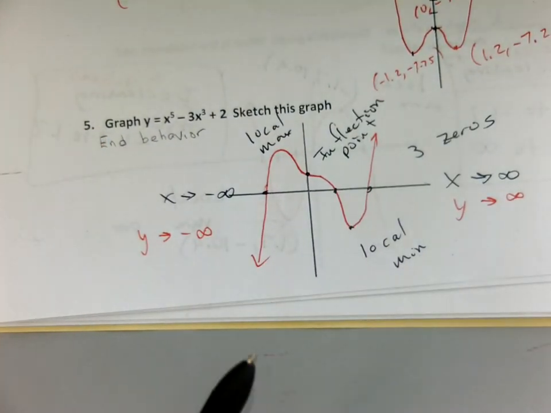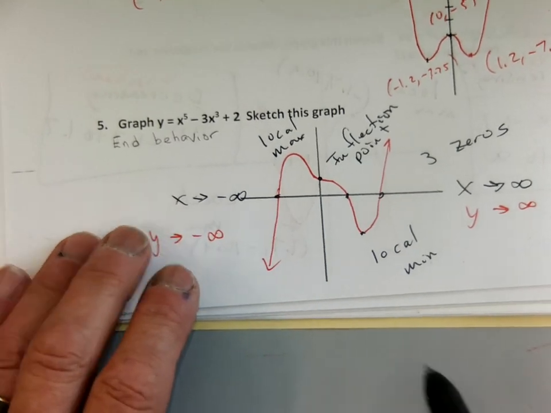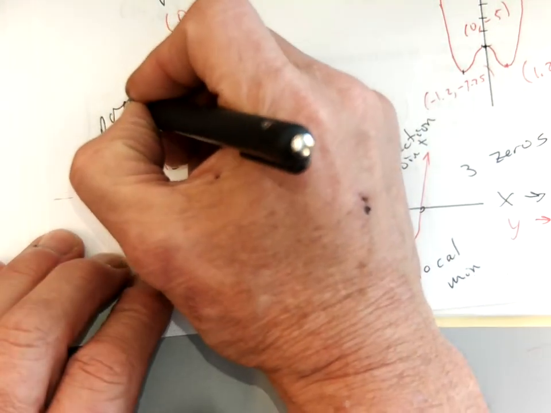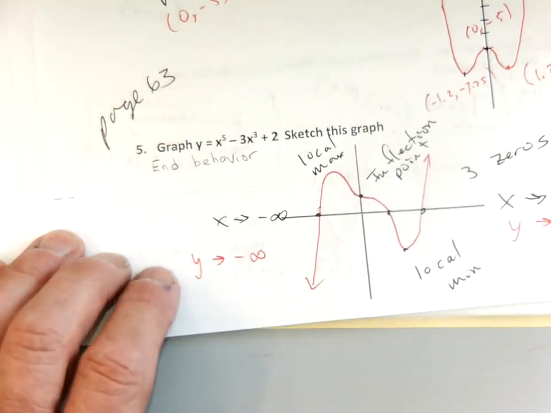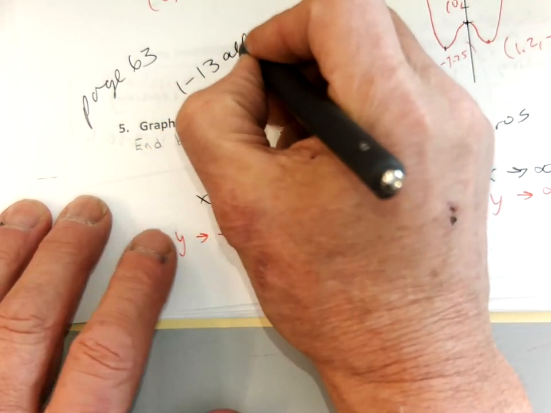So today I have a little assignment for you. We have time to get it done. Page 63, I want you to do 1 to 13, all.